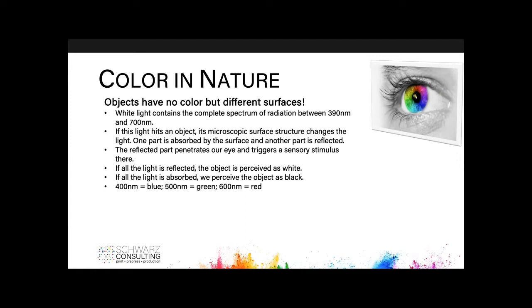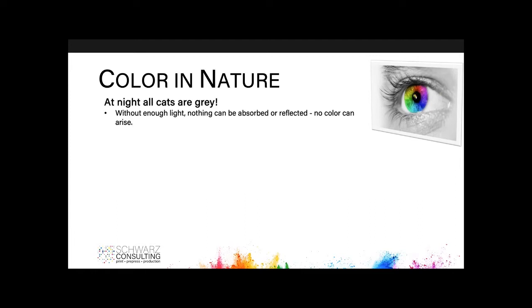And then you see in the slide 3 important radiations: 400 nanometers is blue, 500 is green, and 600 is red. All the others are something in between. We'll see that later on in the slide. This is a typical German sentence: at night all cats are gray. But actually that's true, because to see color, you need a minimum amount of light. Otherwise, everything you see will appear gray. So color is connected to light and the amount of light you see.